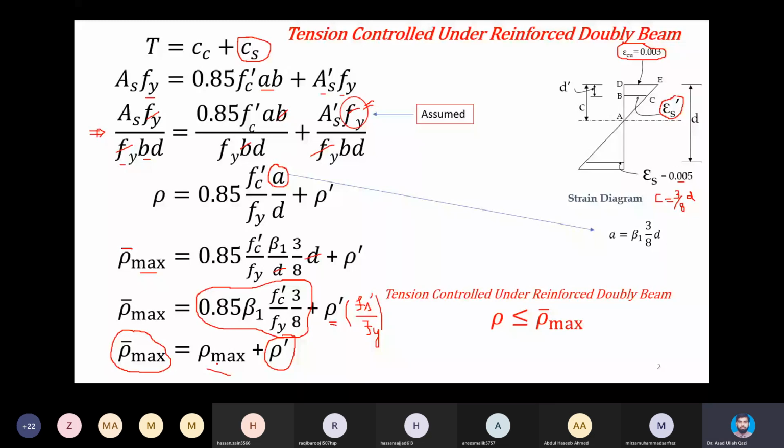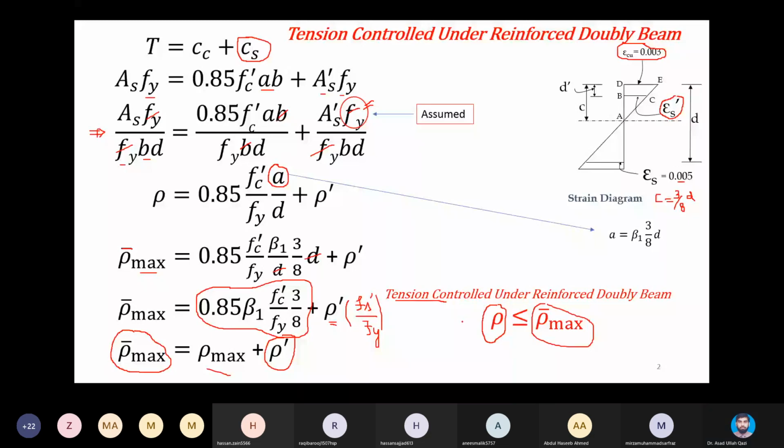Now in making the classification, idea is same. The cross section given has the area of tension steel, calculate that area of tension steel, divide it with B into D effective area, get rho of your section, then calculate rho max of doubly beam from this equation. So when you have the rho max in hand and you know the rho of the given cross section, if rho is equal to or less than rho max, you will be confident to state that this doubly beam is actually tension controlled under reinforced, and its steel will excessively yield when finally failure will take place. So it is a ductile doubly beam.